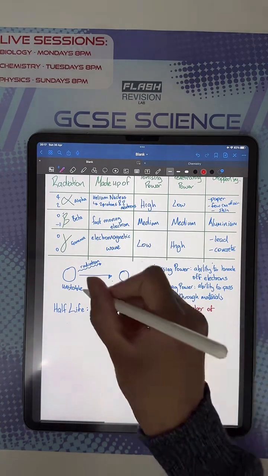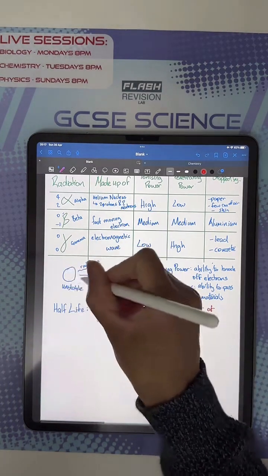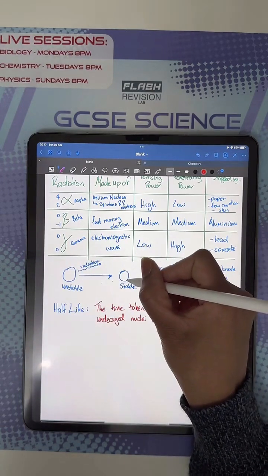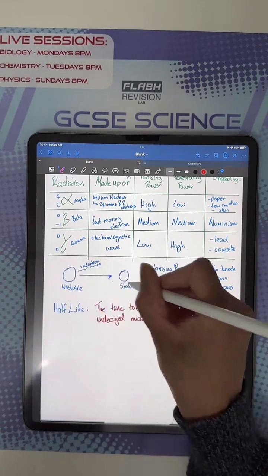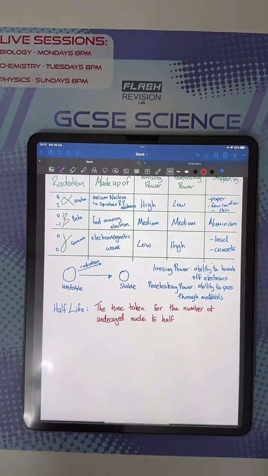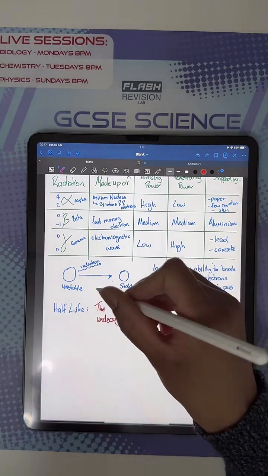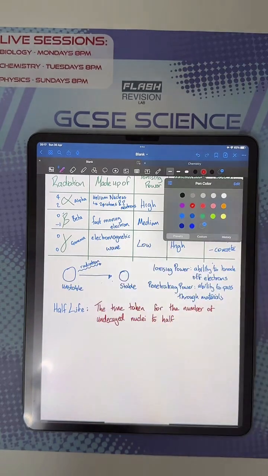Because remember what's happening. You're starting off with unstable nuclei, and it's becoming stable, right? This is just for one nucleus, so one atom. But when you're dealing with something radioactive, you usually have a big block of it, so you're dealing with millions of these nuclear atoms. So imagine you have 1,000 nuclei which are unstable.